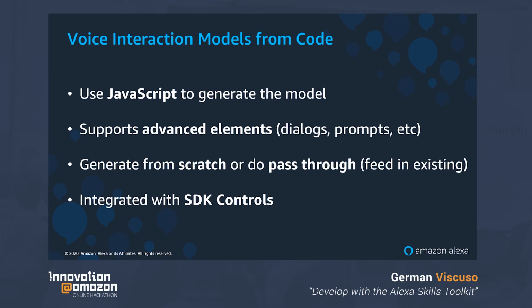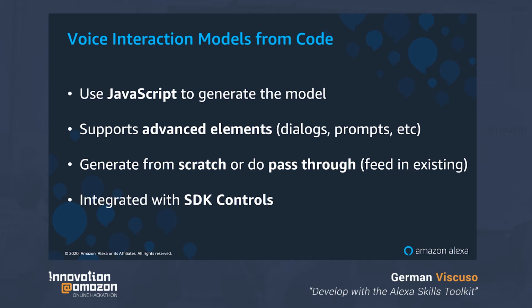So we don't need to leave the IDE to test our skills now. Let's try to do the same with the voice interaction models. Typically, an Alexa skill developer creates the voice interaction model in the developer console. But when the developer modifies the model in the cloud, then it goes out of sync with the codebase in the local machine, and that requires a manual sync later. Because of that, we now offer developers the possibility to generate the voice interaction models from JavaScript code, one of the many features introduced by the SDK controls framework.